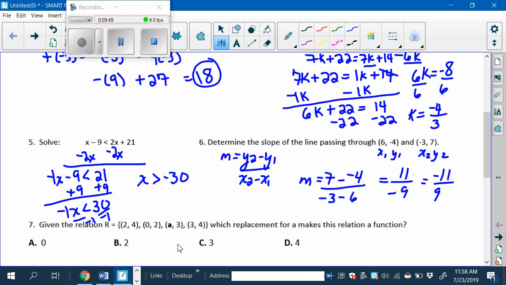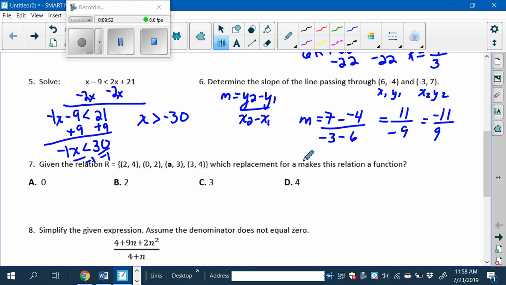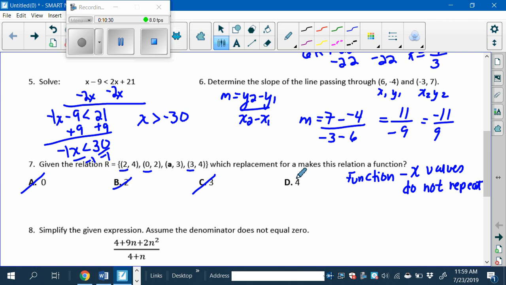All right, so given this relation, which replacement for a makes this relation a function? So when it's a function, our x values do not repeat. Okay, so first things first, I see a 2 in this x value, so that's one that's not going to work. Then I have a 0, that's not going to work, and then I have a 3. So the only one that would work is D right here.